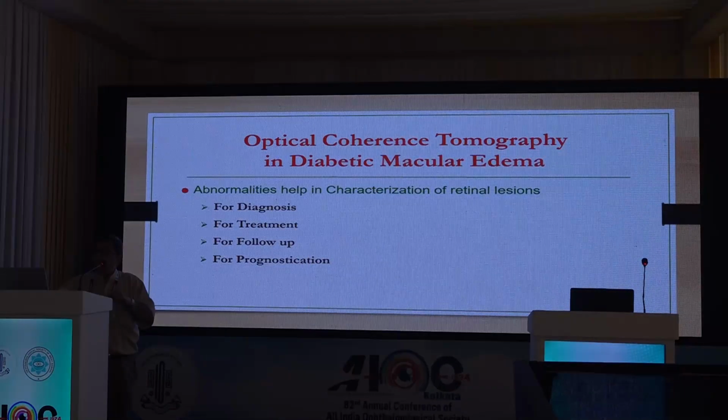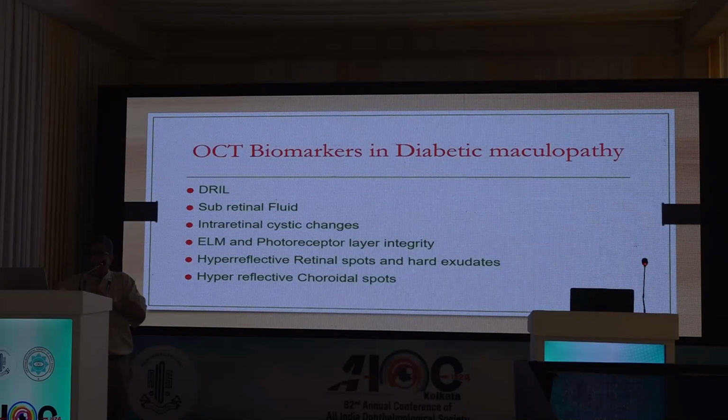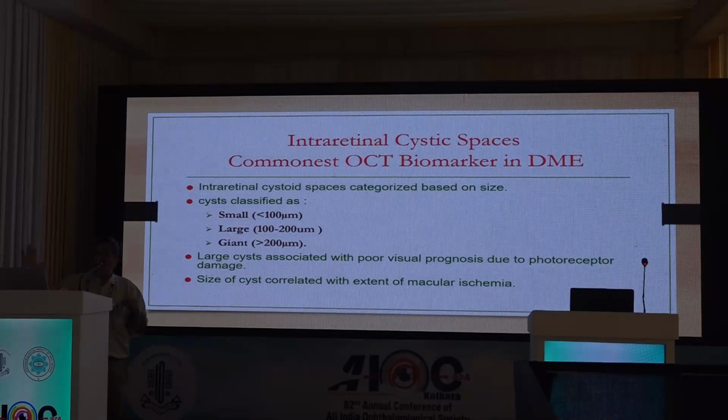Ladies and gentlemen, in diabetes, there are a lot of patients whom you need to see, and for diagnosis, treatment, follow-up, and prognostication, you need that. There are various lesions called DRIL, subretinal fluid, intraretinal cysts. All these we'll just go through. Now, the commonest thing is intraretinal cystic spaces. They can be small, large, or even giant. Very large cystic spaces, if they are left to stay for a long time, are associated with a poorer prognosis. So you don't want to do that.